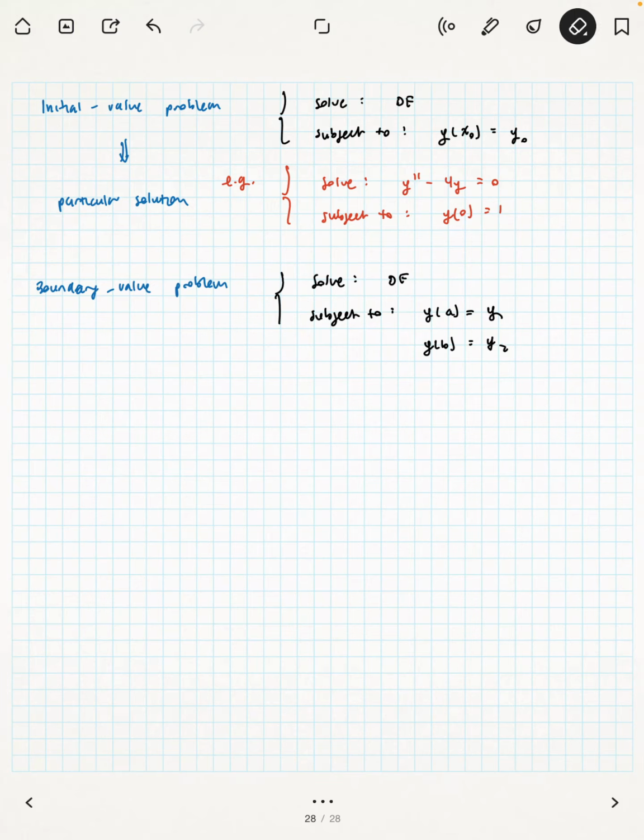And what you want to think about here is basically what we're saying is we're looking for the solution to a DE over an interval a comma b, right? And at the endpoints of the interval, the boundaries, we specify two specific y values, okay?